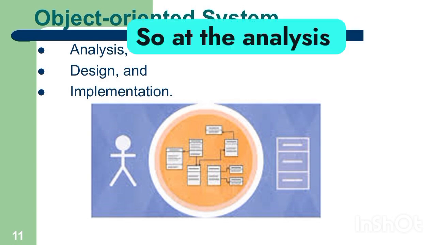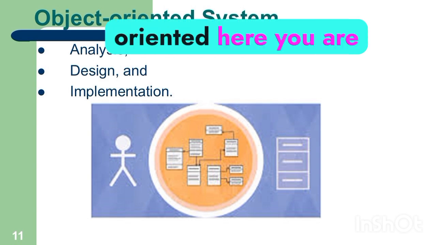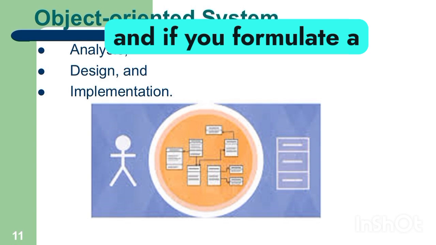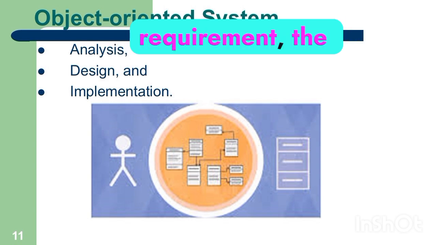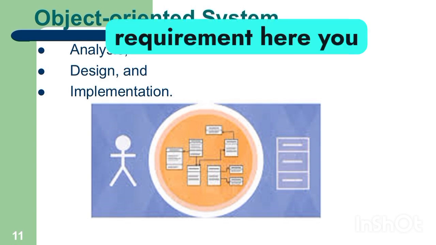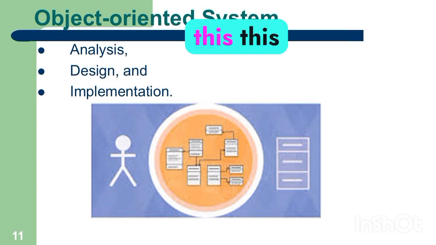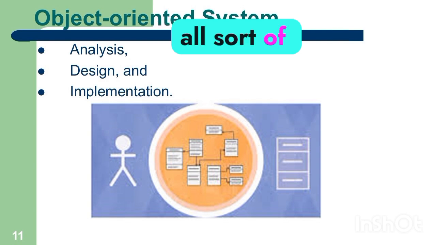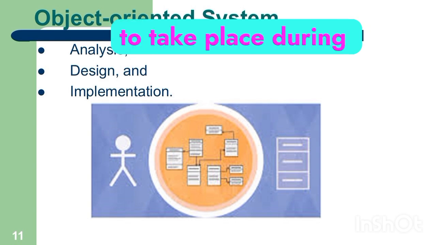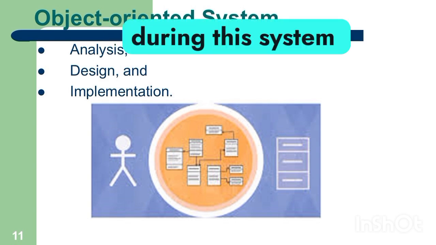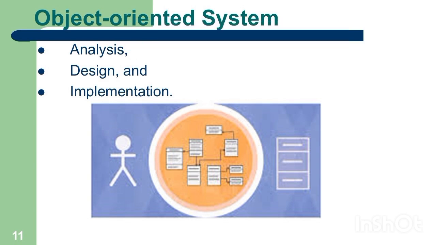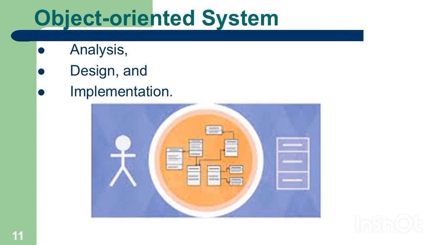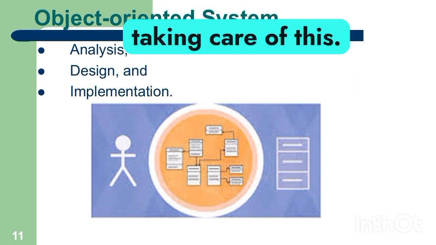So at the analysis phase of this object-oriented approach, you are going to formulate a problem. And if you formulate a problem, you are going to look at the requirements, the system requirements, and identify them, both the user requirements and the system requirements. All sorts of requirements are going to be handled during this system analysis or object-oriented analysis. And then the model is what is going to be built upon the real world. So this is why you are taking care of this.